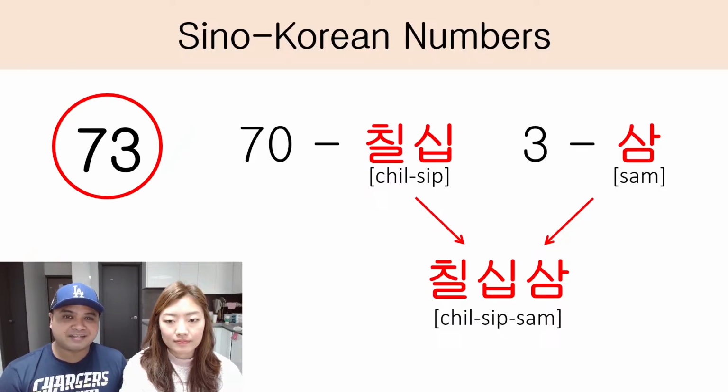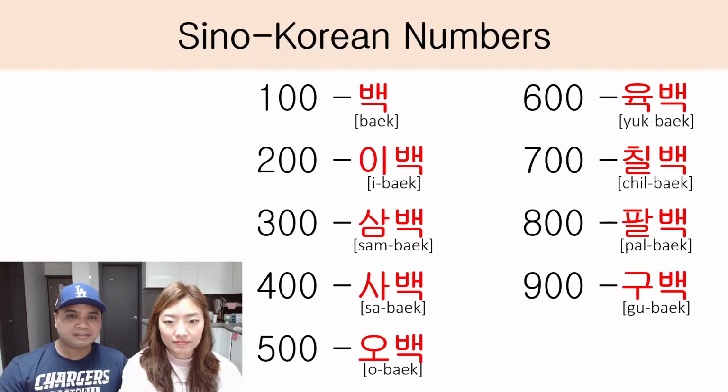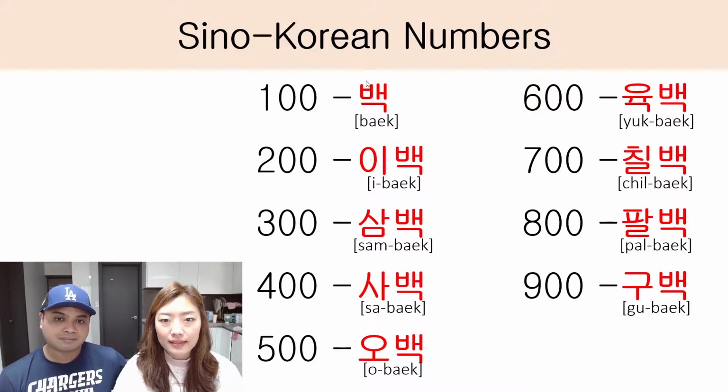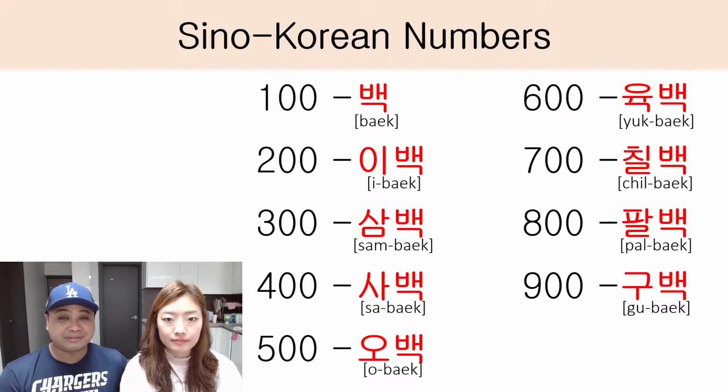But now, how do we say 100? This is how you say 100, 200, 300, 400, 500, okay? Yeah, and these are the numbers by 100 from 100 to 900.